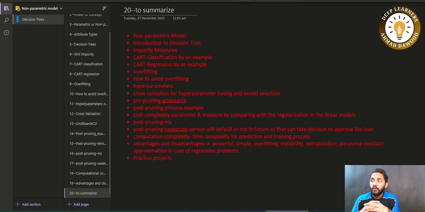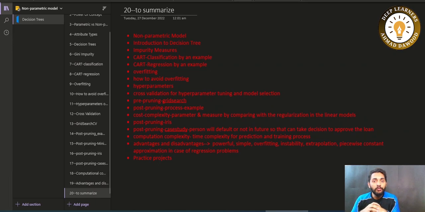Then we moved on to the part of post-pruning, how the process of post-pruning can be carried out. We started from the example, and we have a deep understanding of how the process is carried out. Then we moved on to the intuitions behind the cost complexity parameter and cost complexity measure. We discussed that session by comparing it with the regularization technique that we have already studied in the case of linear models.